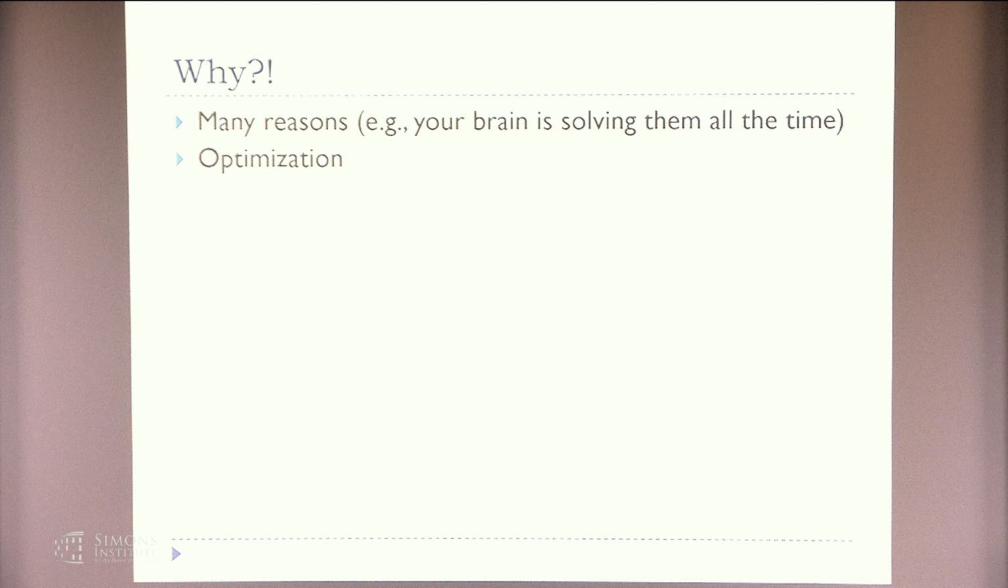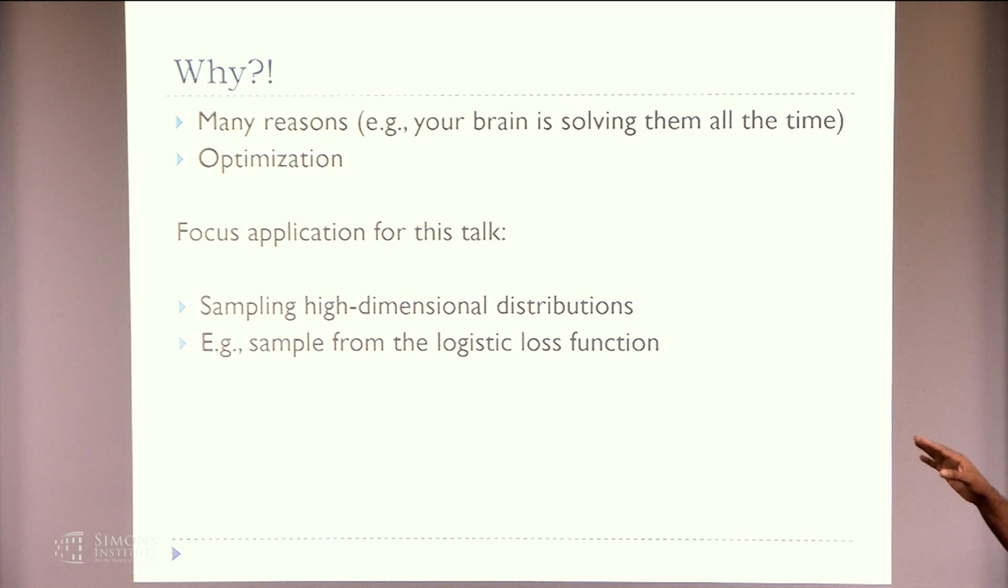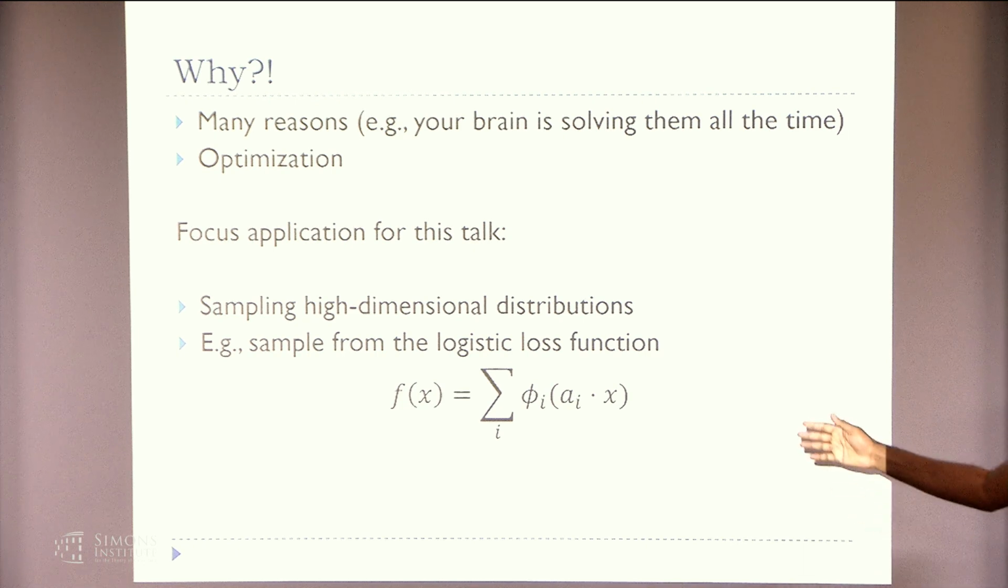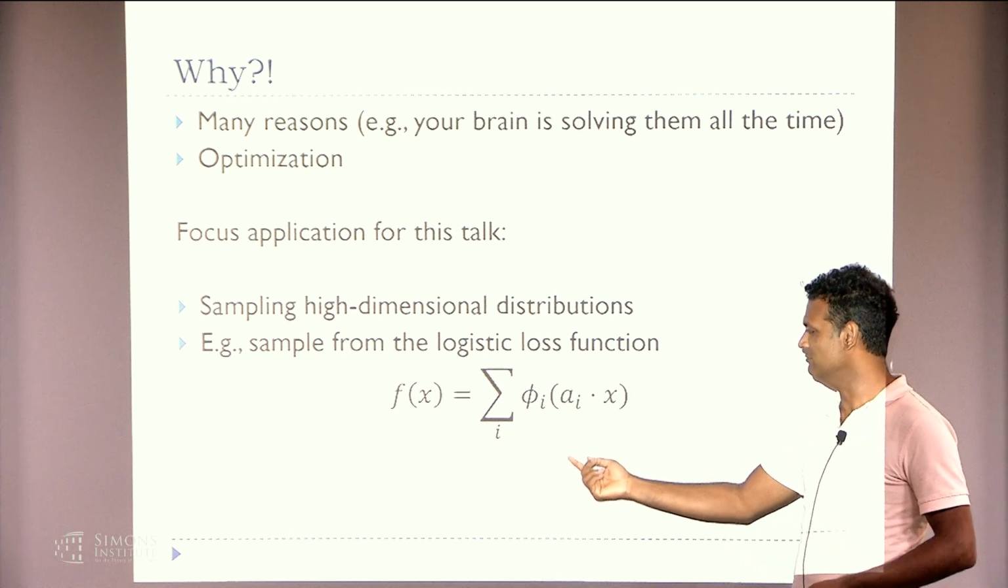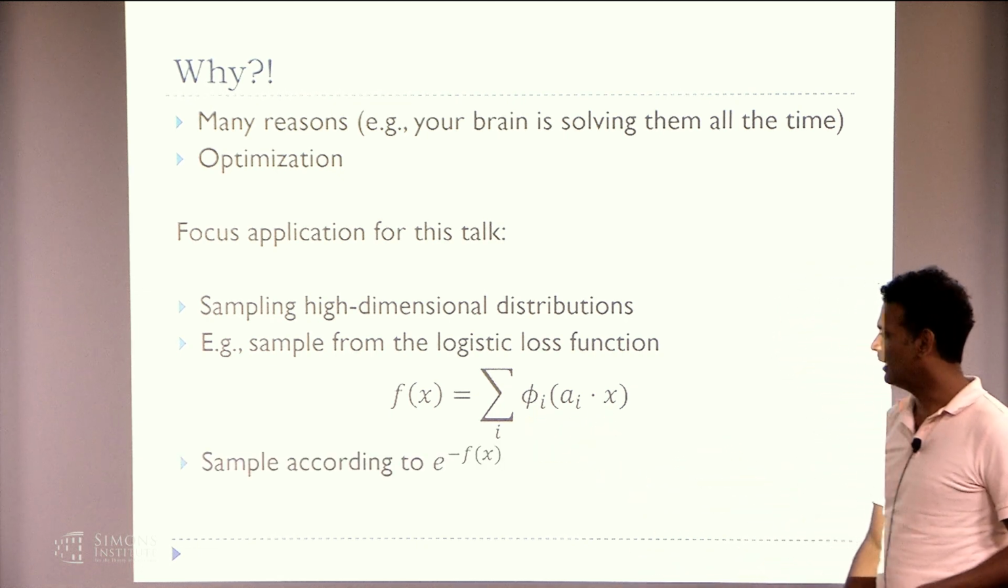Okay, but optimization. I mean, the very successful interior point method is a single ordinary differential equation that you have to discretize to get an algorithm out of. But the focus application for this talk is sampling high-dimensional distributions, but not all. Specific ones that seem to be of particular interest, such as sampling from the logistic loss function. And if you don't know this, I'll mention it. Well, here.